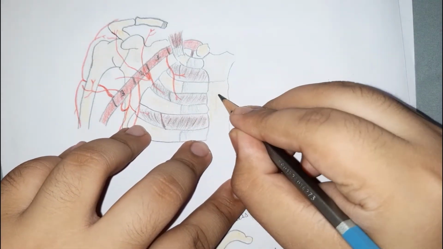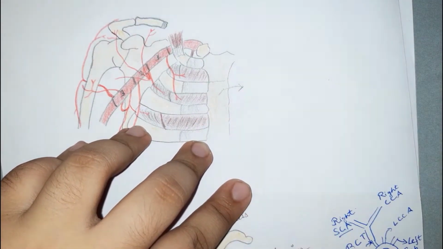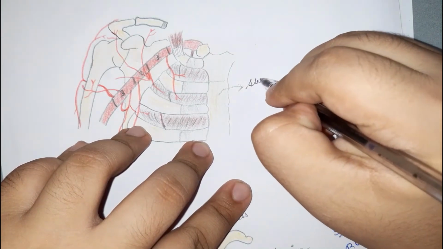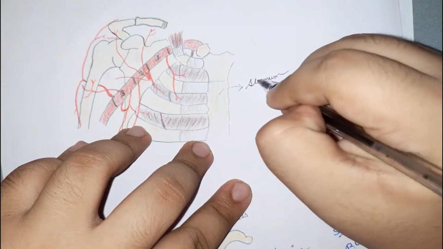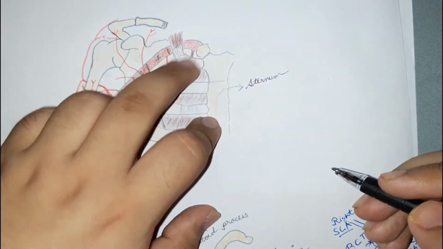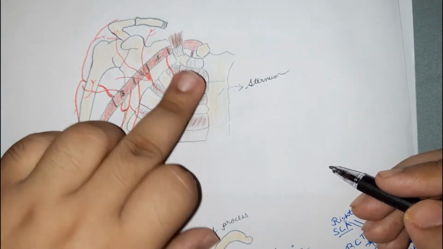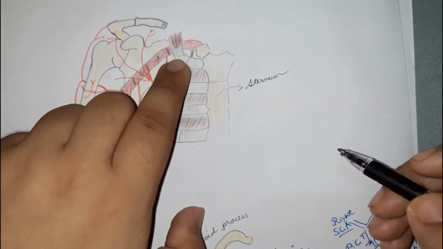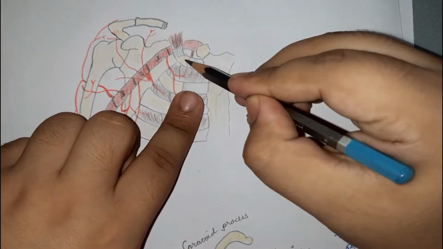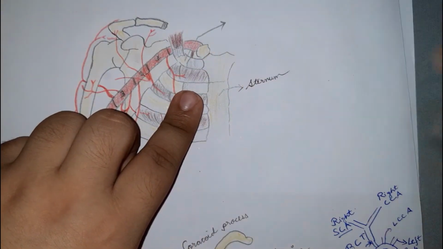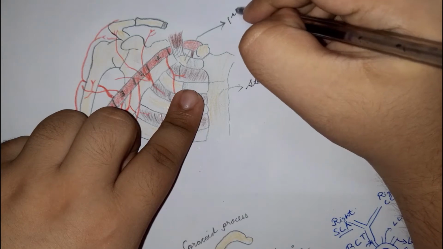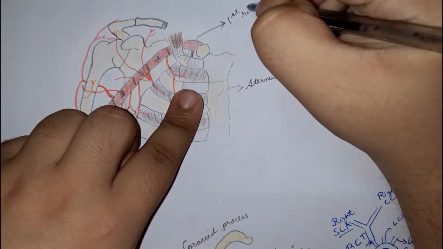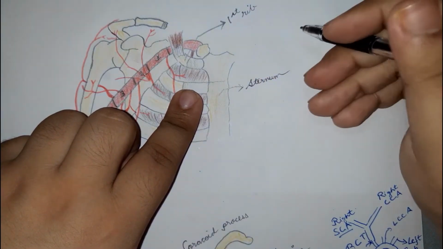This is the sternum, obviously. No problem in that, right? And these are the ribs. Among the ribs, we are very interested in this rib, which is the first rib. So this is the first rib. We are very interested in this one for obvious reasons.